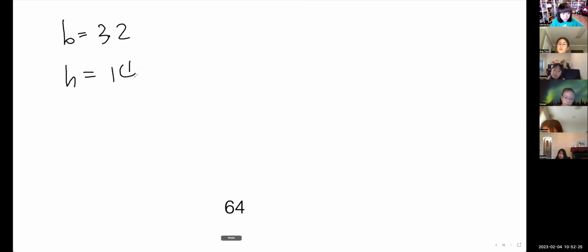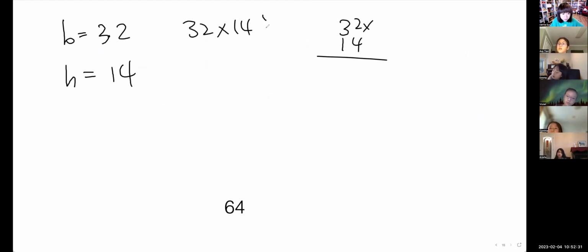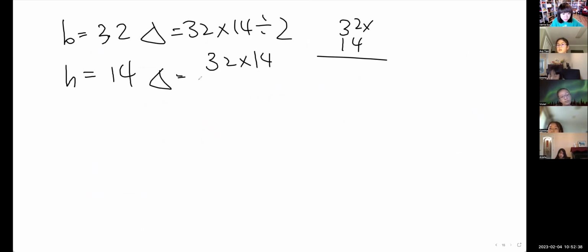For instance, if I have a base equals 32 and a height equals 14. So when we do this, 32 times 14 is going to be a lot of work. 32 times 14 divided by 2 in order to calculate the area of the triangle. But if I'm using my way, so 32 times 14 divided by 2.